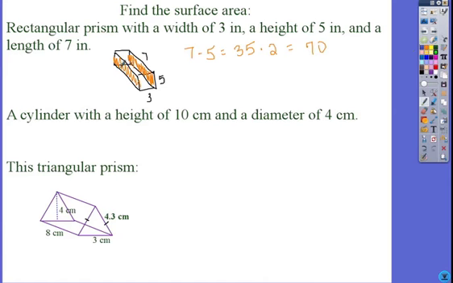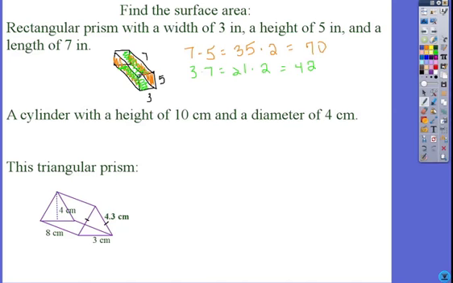Alright, let's look at the bottom here. The bottom is 3 by 7. Okay, this long side is 7, so 3 times 7, and that is 21. But again, I've got a bottom and top, so I need to multiply that by 2. I end up with 42.